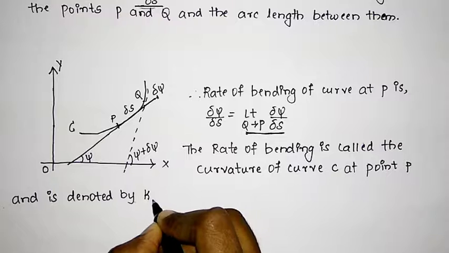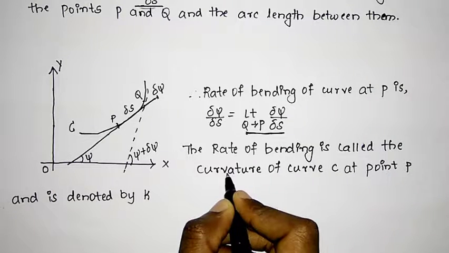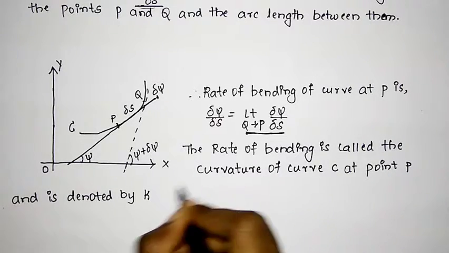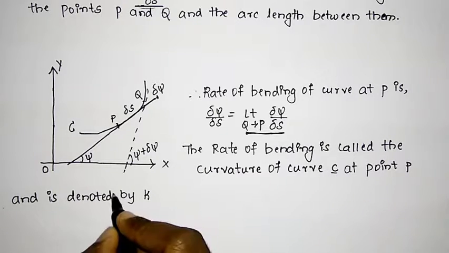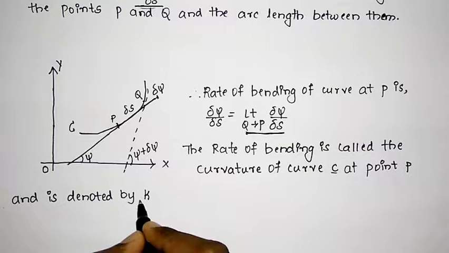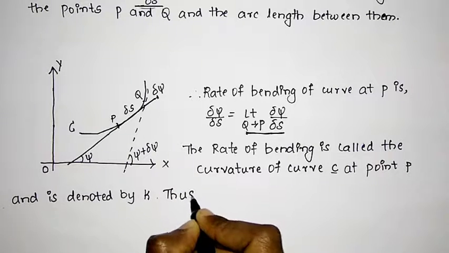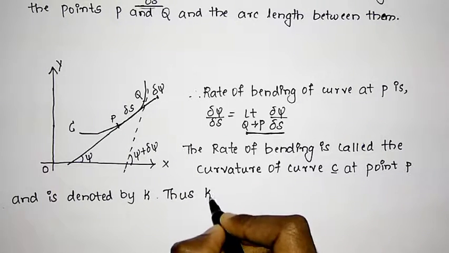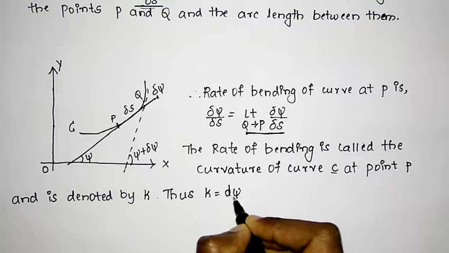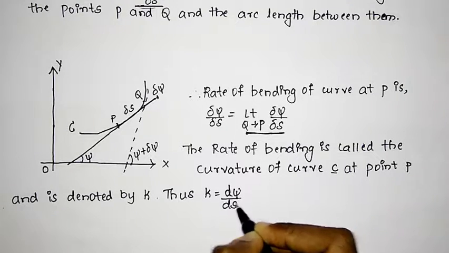That is, k is nothing but some constant. So the radius of curvature is represented with the curve C. So the rate of bending can be denoted by k. Thus we can write k is equal to d phi divided by ds.